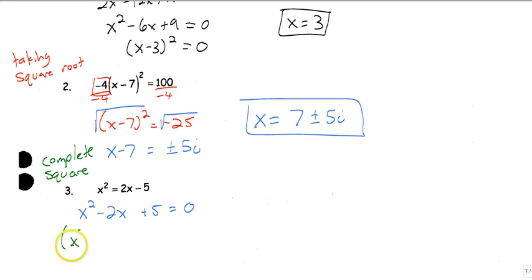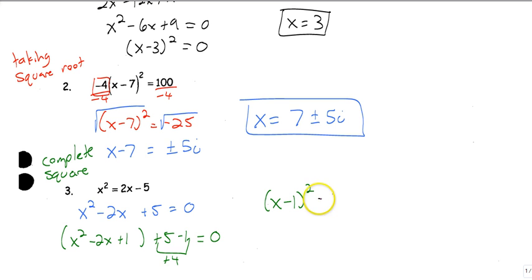So, I get x squared minus 2x, and then half of that is 1, plus 1. And I get plus 5 minus 1 equals 0. Alright, so I completed the square, so this can be written as x minus 1 quantity squared. Over here, this is a net of a positive 4, so I would move that over. I'm going to subtract 4 and put it over here. Negative 4.